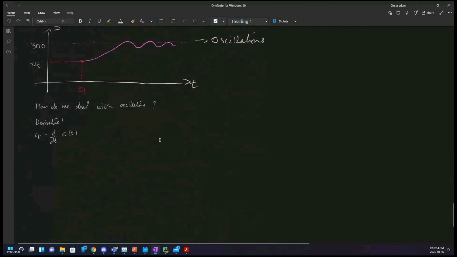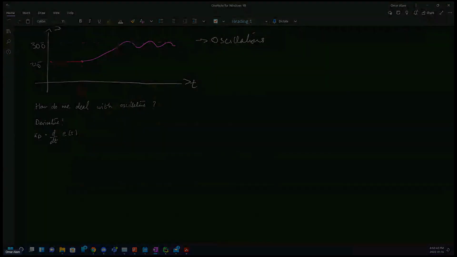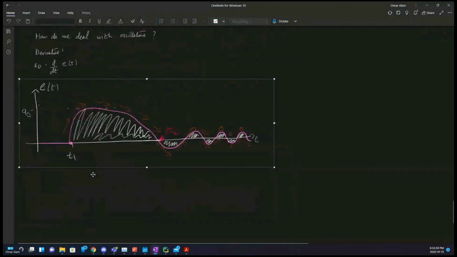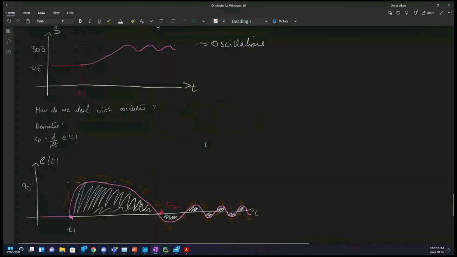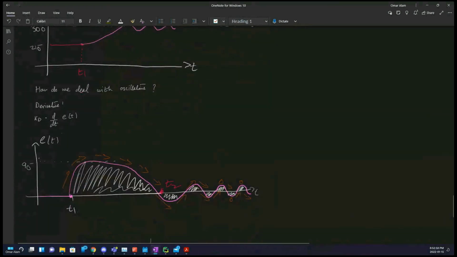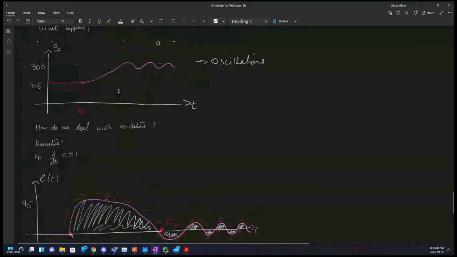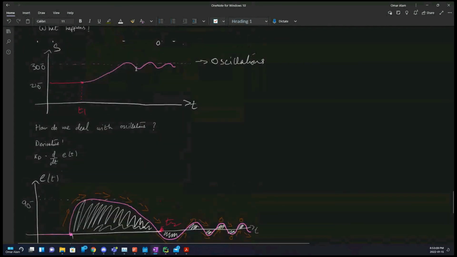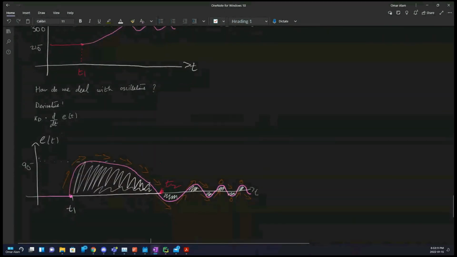All right, so let's try to graph out the error function with the proportional and integral terms combined. What we would get is something like this. So these are the oscillations. They match up with the oscillations up here. The oscillations are also represented in the error function. And when you go above your set point, the error function becomes negative. When you're below the set point, your error function is positive.